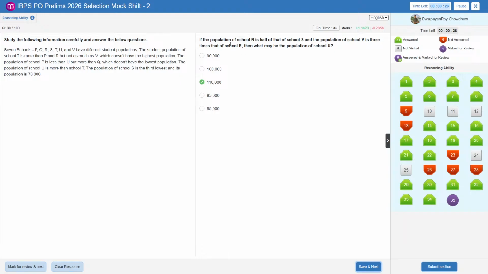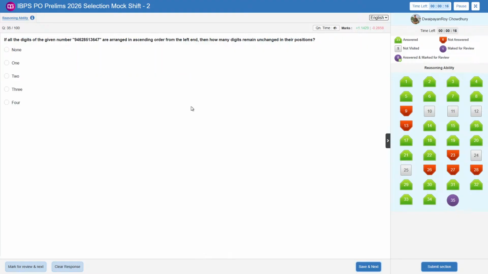Okay. Population of R is half that of this. So V was said to be 3 times. Okay. All right. How many digits in ascending order from left to right will remain unchanged? It needs some time. So 9, 4, 6, 2, 8, 5, 1, 3, 6, 4, 7. So 1, 2, 3, 4, like that. No, not possible.